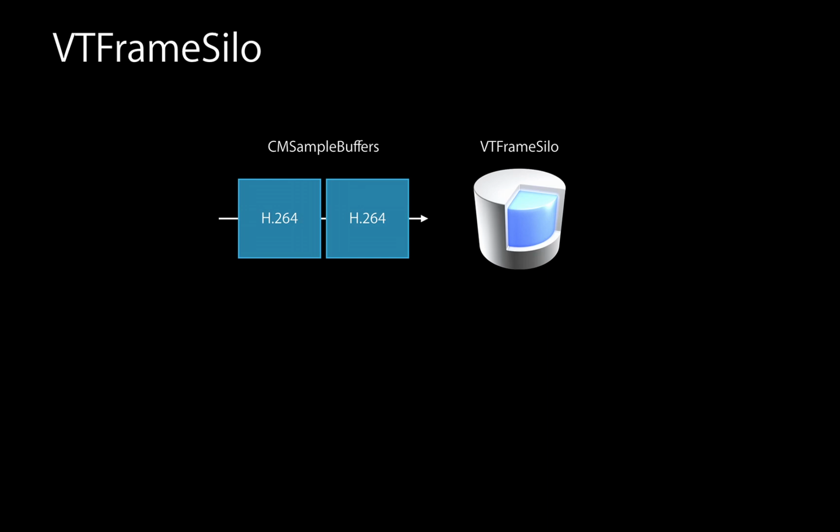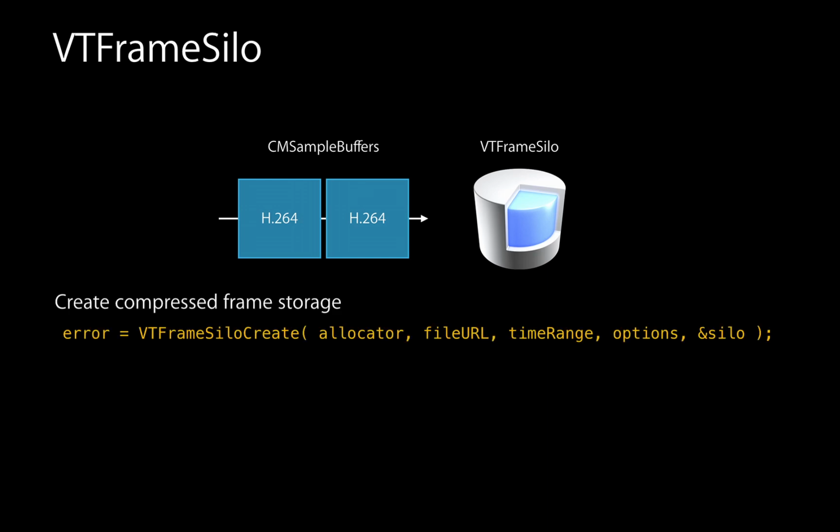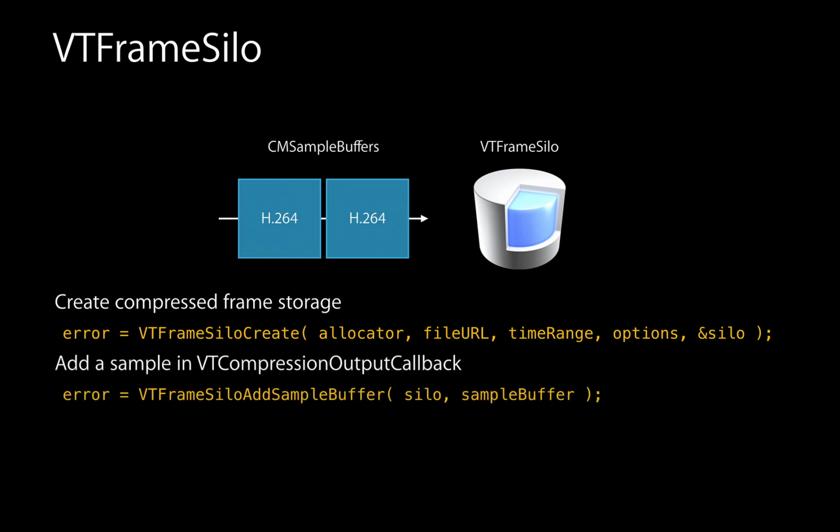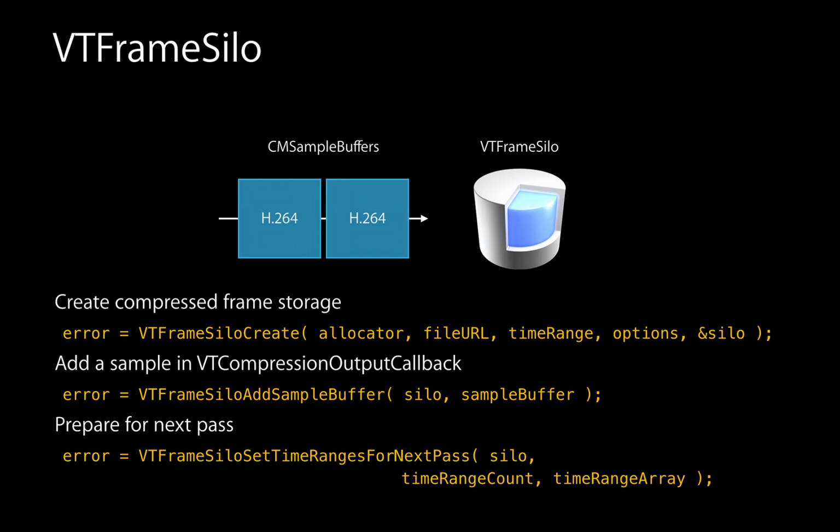Now let's talk about the VT frame silo. So this is the compressed frame store. So like the other objects, you create it, and then you want to add samples to this VT frame silo. So frames will automatically be replaced if they have the same presentation timestamp, and how this data is stored is abstracted away from you, and you don't need to worry about it. It's a convenient database for you to use. Then you can prepare the VT frame silo for the next pass. This optimizes the storage for the next pass.